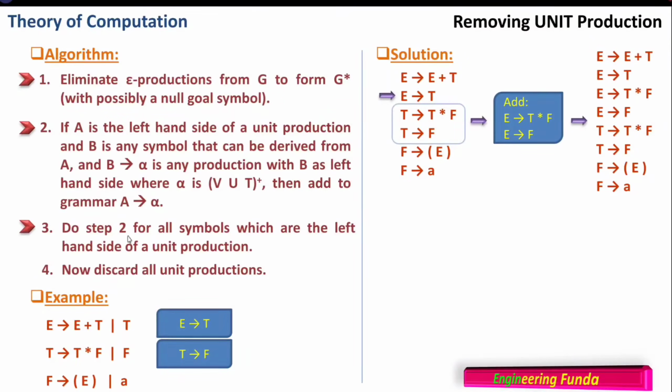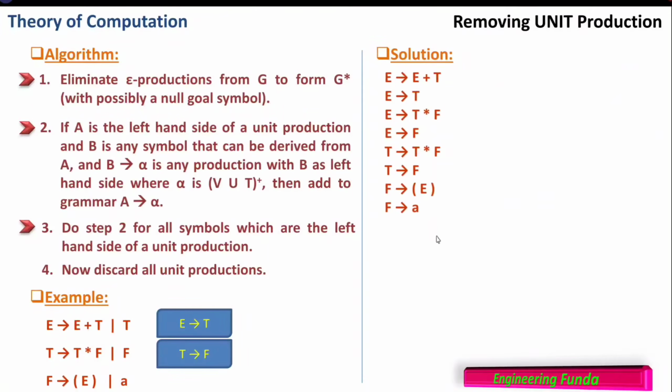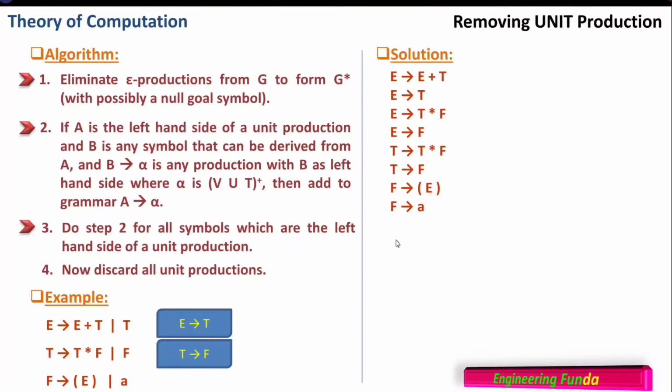Step number 2 should be repeated for all symbols on the left hand side of the unit productions. For this, we now refer to the new grammar, except the productions that have already been processed, because they will not have any effect. So we use this new grammar for step number 2 again. Repeating step number 2, we focus on the production E tends to F, because E tends to T is already processed.